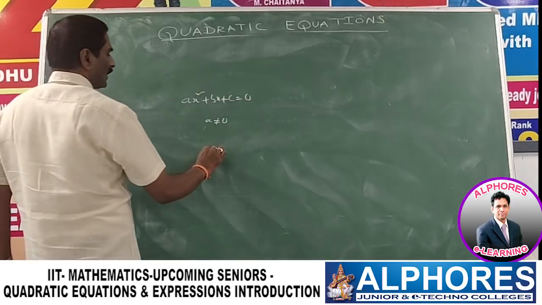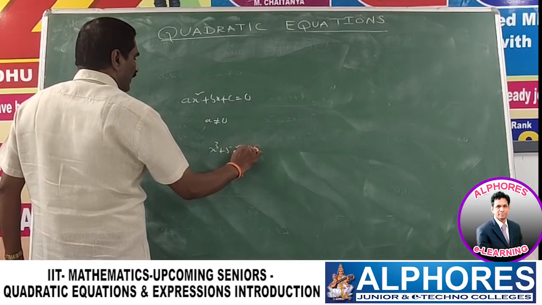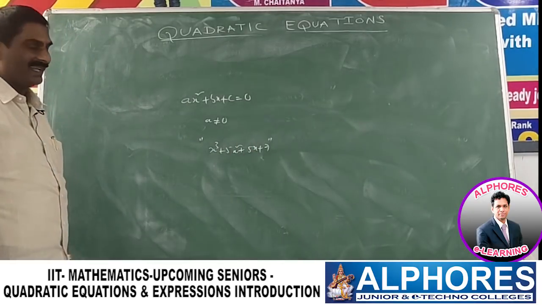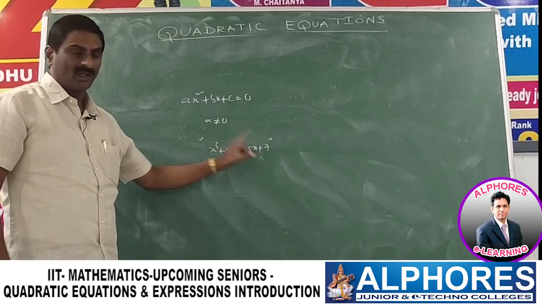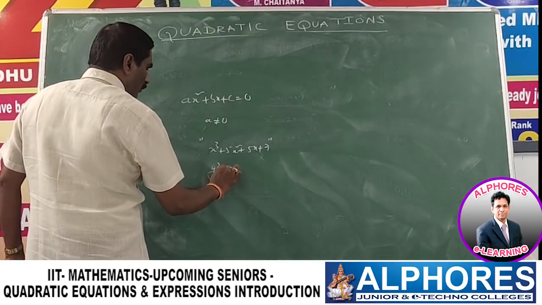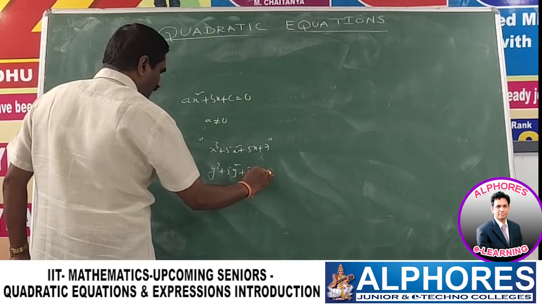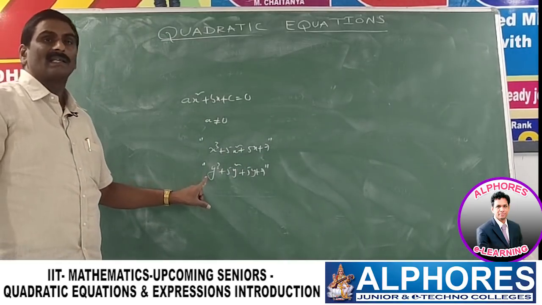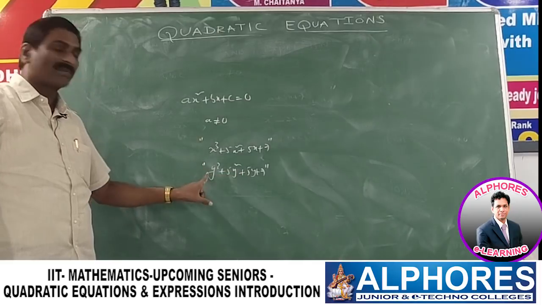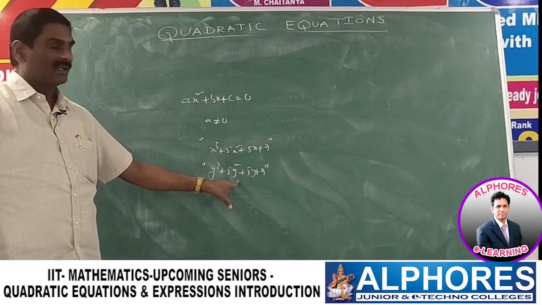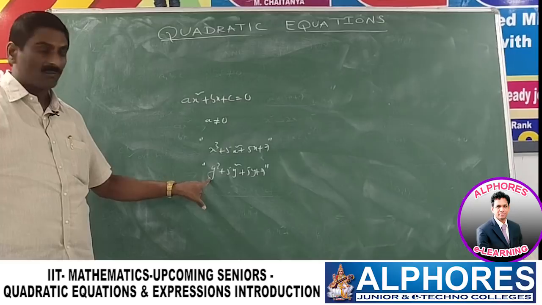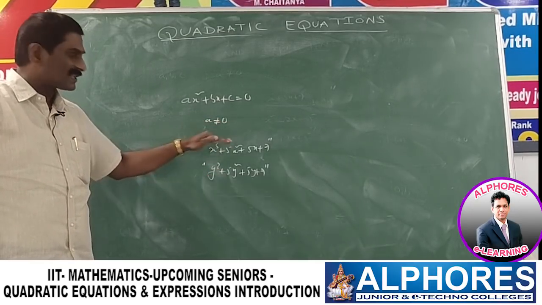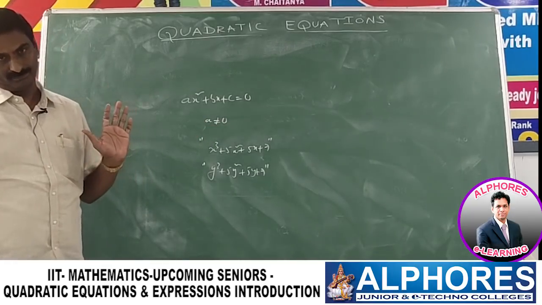Suppose x cube plus 5x square plus 5x plus 7, it is one of the cubic polynomial. In this case, variable is x. Suppose y cube plus 5y square plus 5y plus 7, it is also a polynomial, but it is the third degree, and in this case, the variable is y. Here variable is x, here variable is y. Both are the polynomials. Order is 3, so it is the cubic polynomial.